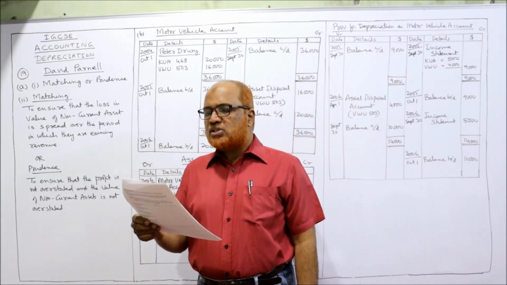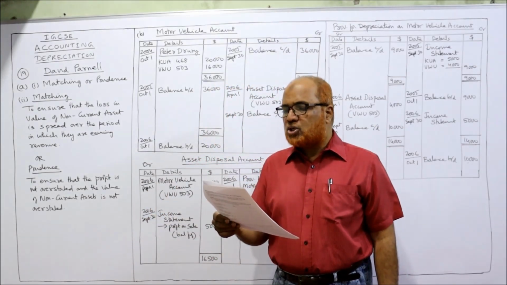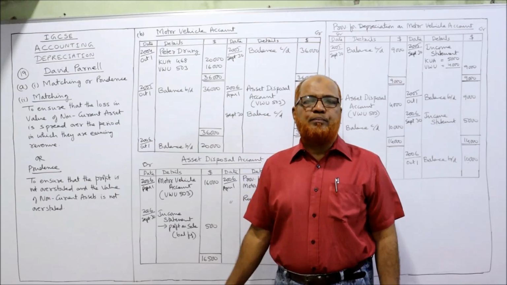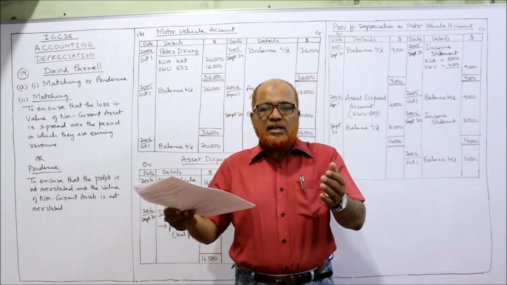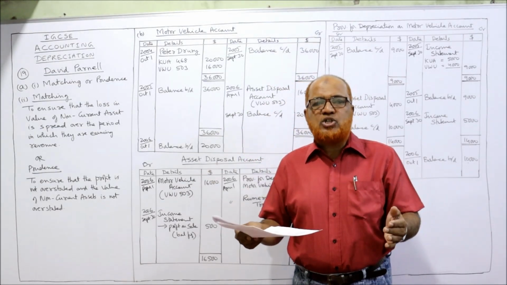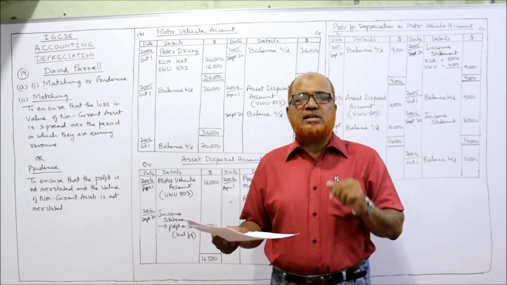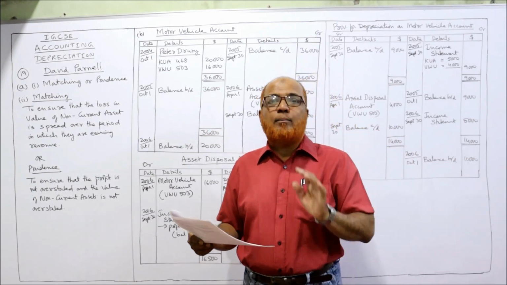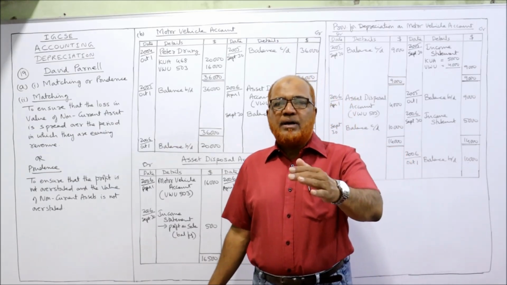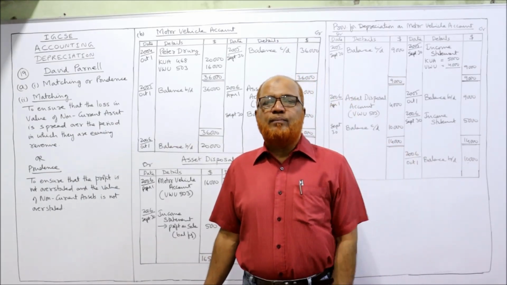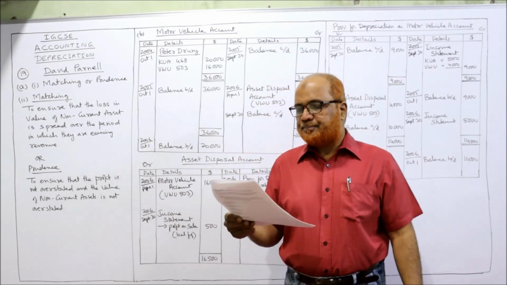A full year depreciation should be provided in the year of purchase, but no depreciation should be provided in the year of disposal. So one condition David Parnell has given, that when a motor vehicle is purchased, full year depreciation should be provided in the year of purchase. We should not calculate for months. Complete year we have to provide. Similarly, when the machine or motor vehicle is sold, no depreciation should be provided in the year of sale.